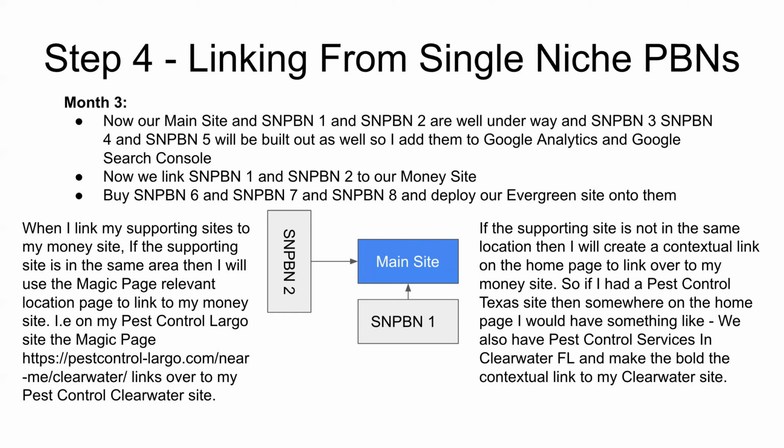On a site that has got a magic page for the location, use the magic page. On a site that hasn't got a magic page for the location, use the home page, and put some text around it so that the link you're getting is contextual and relevant to the site.